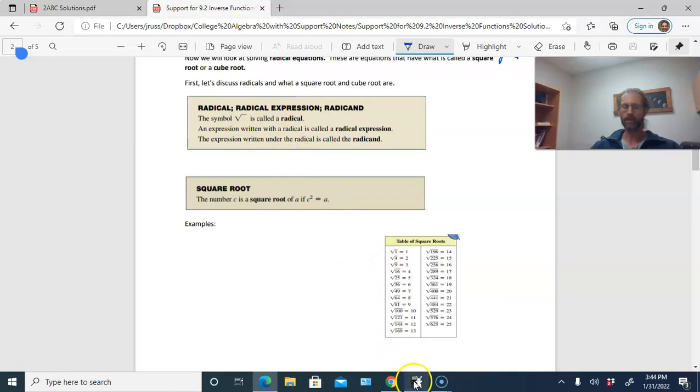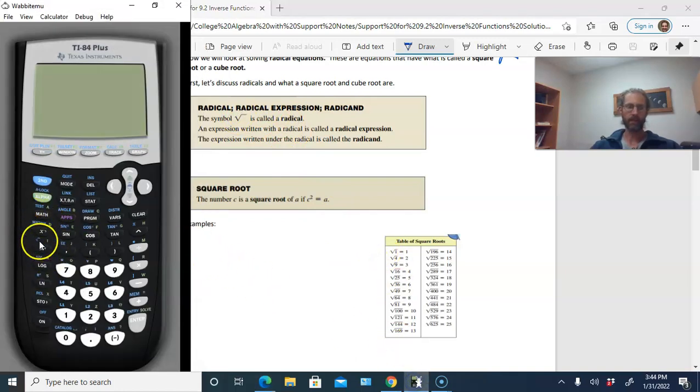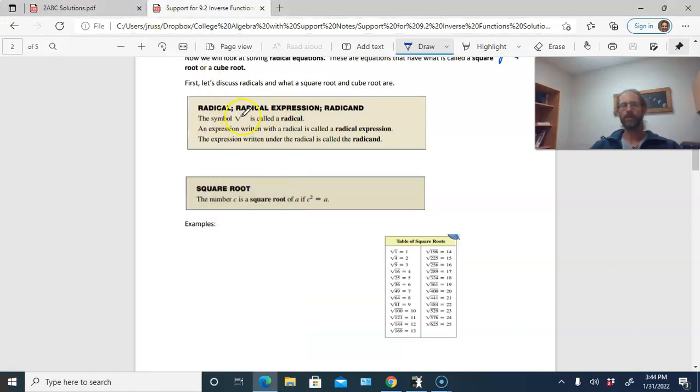and I'll show you this in the calculator. It's right here above the x squared key. It's in blue. So if I were to turn this calculator on, hit second, and then that x squared key, you can grab that. This is the square root, by the way. But anyway, this is called a radical, and usually any expression that has this symbol in it is called a radical expression.